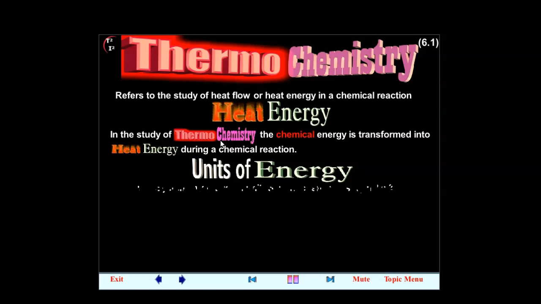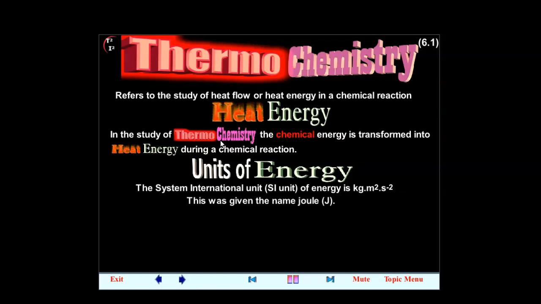Units of energy. The SI unit of energy is kilogram meter squared per second squared. This was given the name joule. Thus, the SI unit of energy is joule. 1 joule equals 1 kilogram meter squared per second squared. 1,000 joules equals 1 kilojoule.